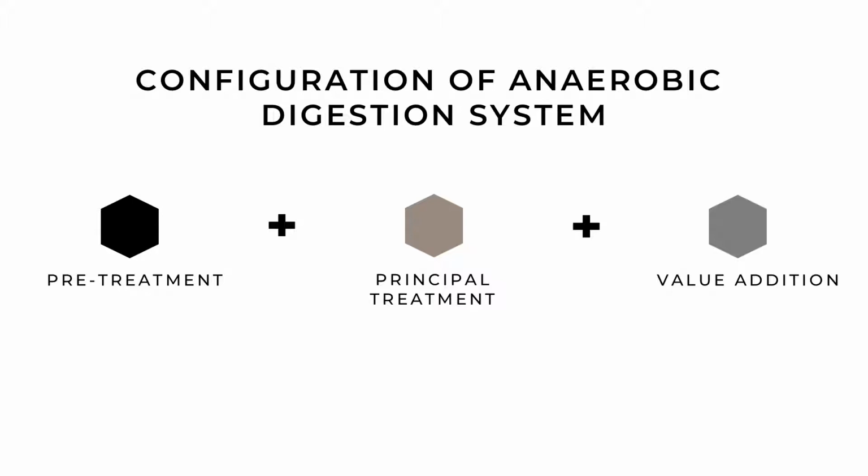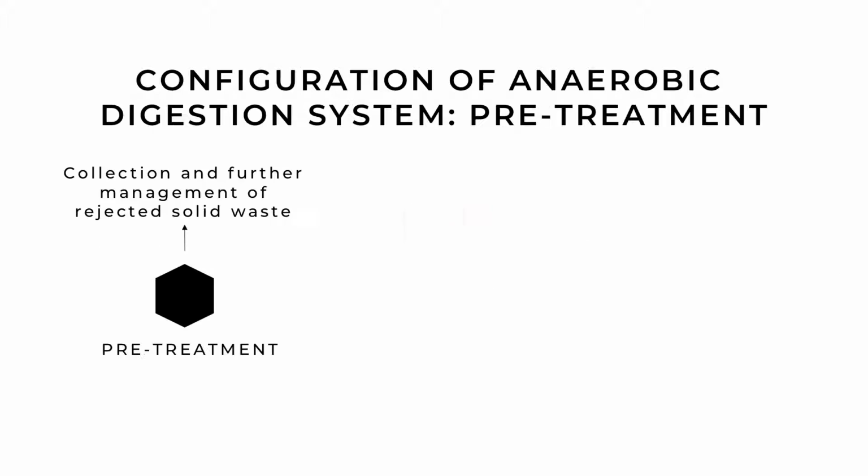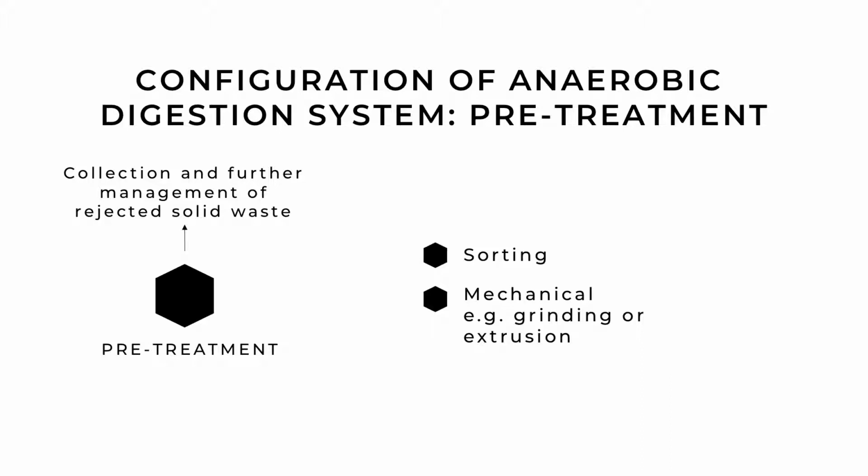Like any other process, anaerobic digestion is composed of 3 steps: pre-treatment, principal treatment, and value addition. The pre-treatment needed will depend on the characteristics of the substrate. If municipal organic solid waste is going to be used, you might need to sort out the plastics and other inorganic fractions. Strongly lignified substances like energy crops or crop residues will require a mechanical treatment, such as grinding or extrusion, to reduce the particle size.